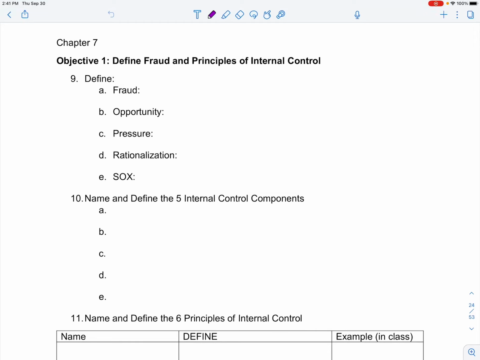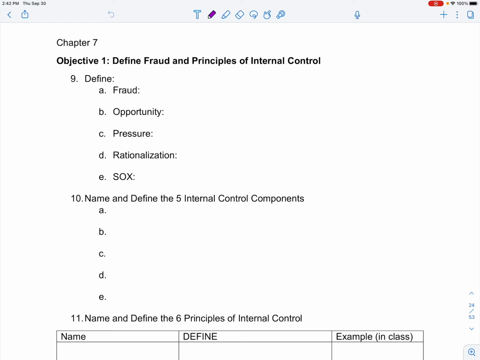In this chapter, we talk about fraud and the principles of internal control. We will specifically look at cash since that's most likely where your fraud is going to occur. This chapter has a lot of definitions and terms that you must know, so make sure you go through your book and write down the definition of these terms. Again, write down these definitions in your own words so that they make sense to you.